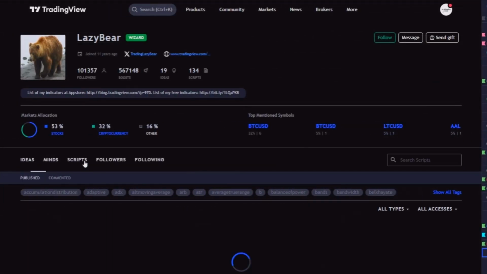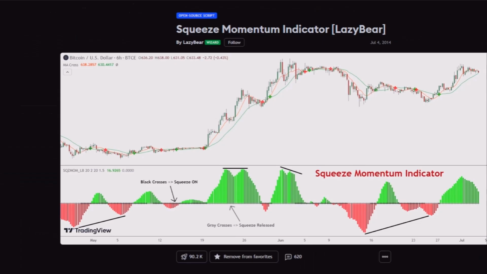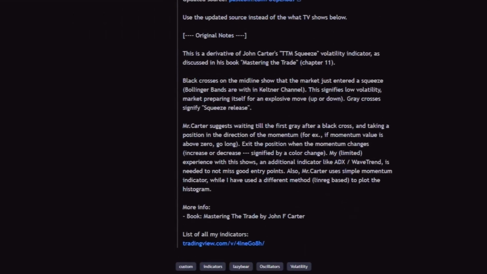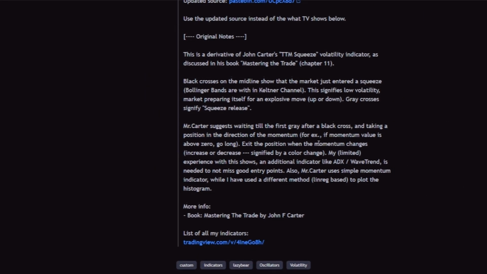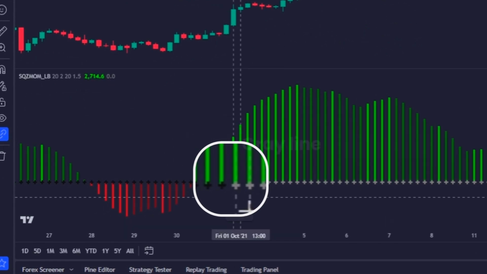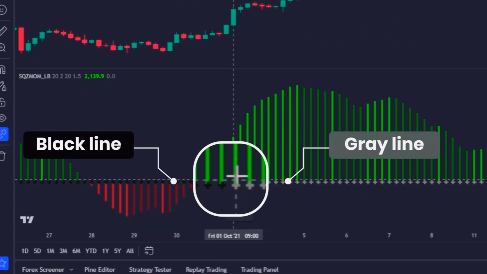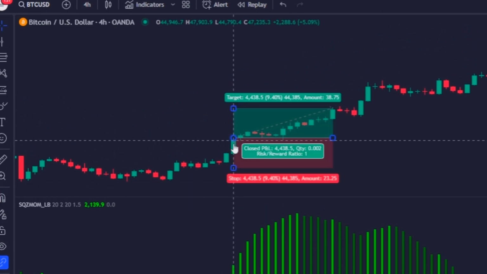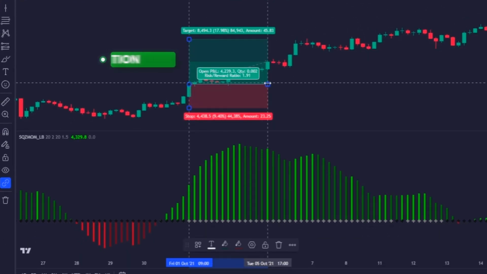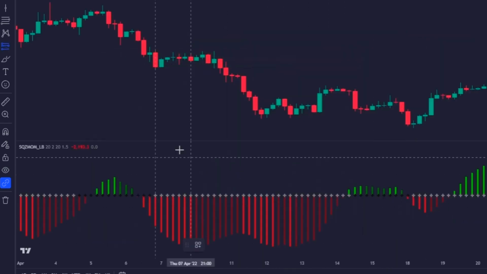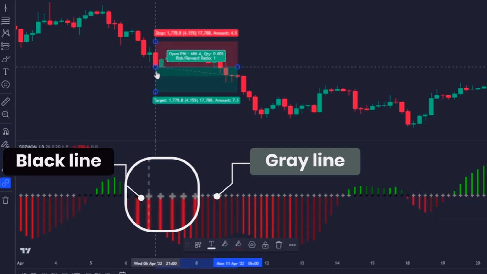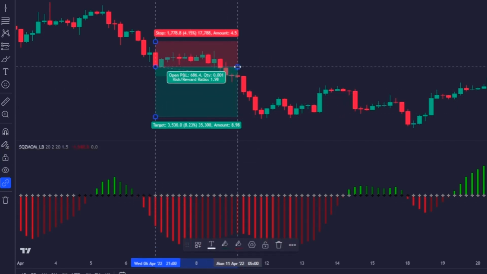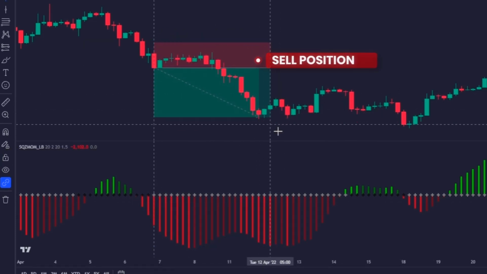If we go to Lazy Bear's page and search for the indicator, we can see that the creator suggests using the gray dots of the oscillator in combination with the momentum to enter in trades. And this will be the way I will use this indicator. When a gray cross appears after a black one during a bullish momentum, when these bars are green, it means it can be a good opportunity to enter in a buy position. And when a gray cross appears after a black one during a bearish momentum, when these bars are red, it means it can be a good opportunity to enter in a sell position.